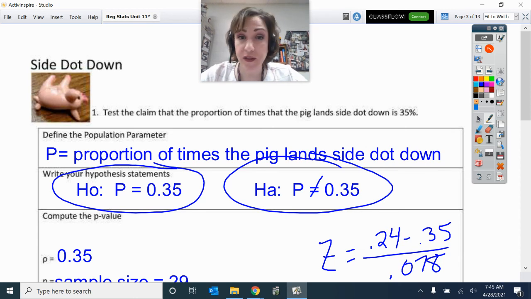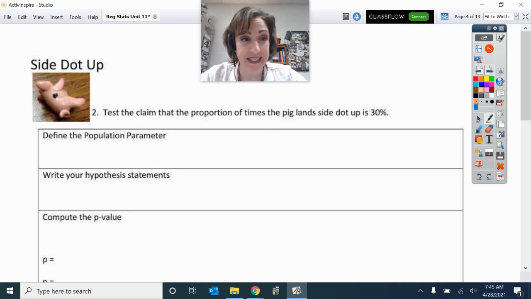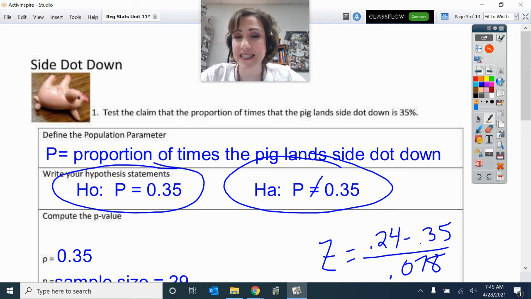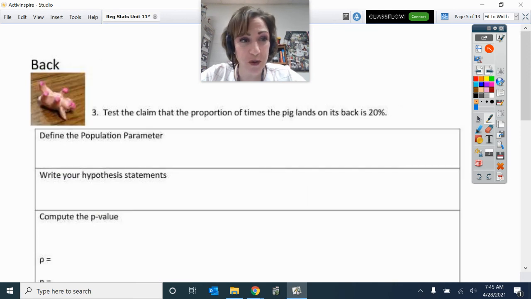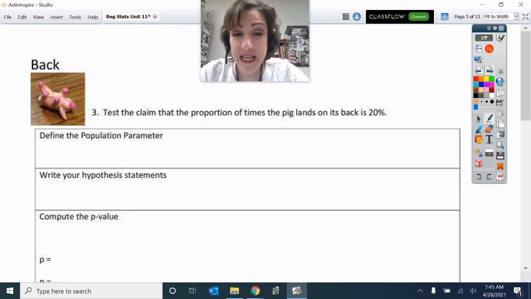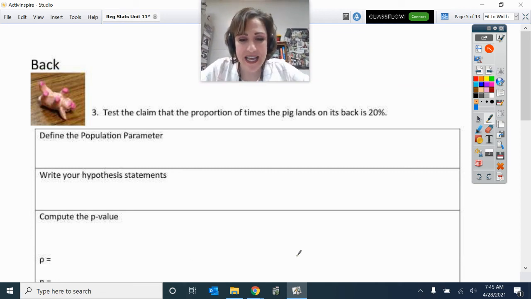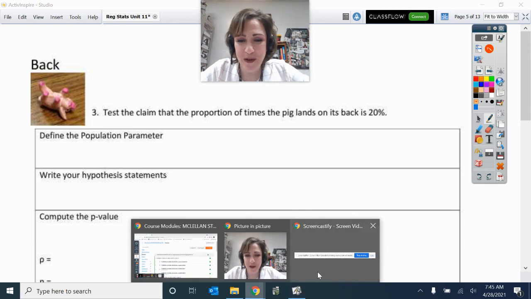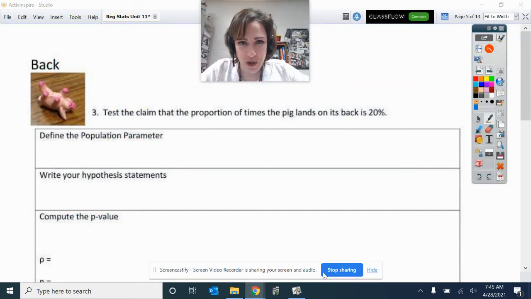And so you are then going to run a statistical test for each position that the pig could land in. And we're going to see if we have any unusual results that we can reject the claimed percentage. All right, that is then what you will upload for your assignment, your work on the tests that you ran on your data.